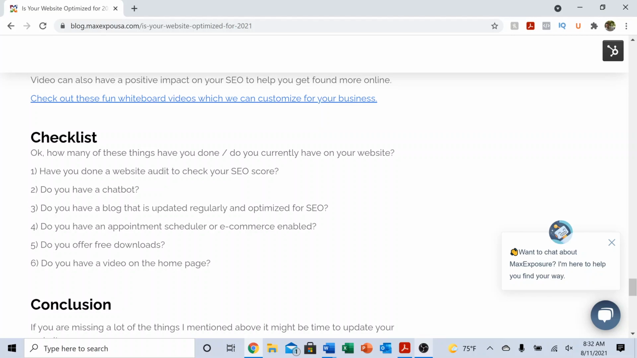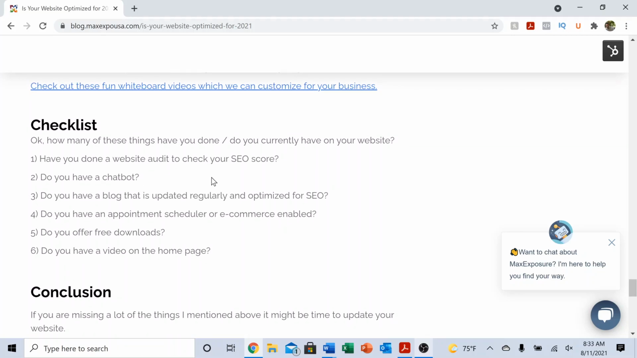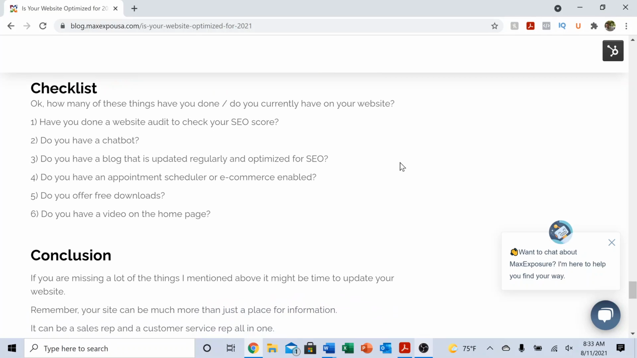So I'll just wrap it up here. We have this little checklist. How many of these things have you done or do you have currently on your website? Have you done a website audit to check your SEO score? Do you have a chatbot? Do you have a blog? Do you have an appointment scheduler or e-commerce enabled? Do you offer free downloads? Do you have a video? If the answer to all of those things is no, then right away you can see what might be lacking in terms of why you might not be converting people at the rate that you should.